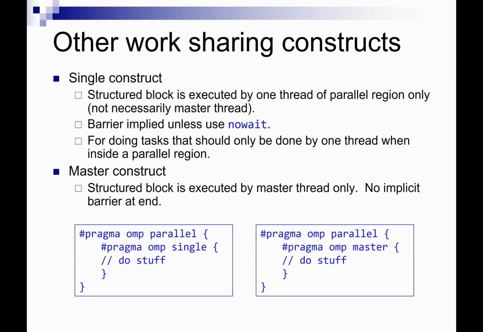But if for some reason you need the master thread to do that stuff, then you can use this master construct. So this is again going to be done just by a single thread, namely the master thread, and there's no implicit barrier. So the master thread will do this stuff, but the other threads will go on to the subsequent stuff without waiting for the master to finish.